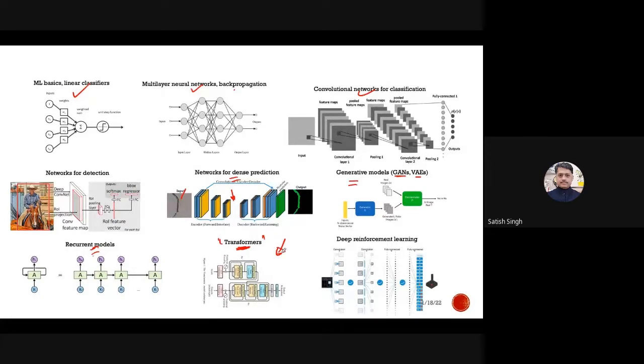But what are the problems? Transformers are very complex in nature and huge compute power is required if you are going to use the transformers. And this is another dimension of deep learning, that is deep reinforcement learning. So this dimension is basically used in games, the gaming industry, and other areas also.